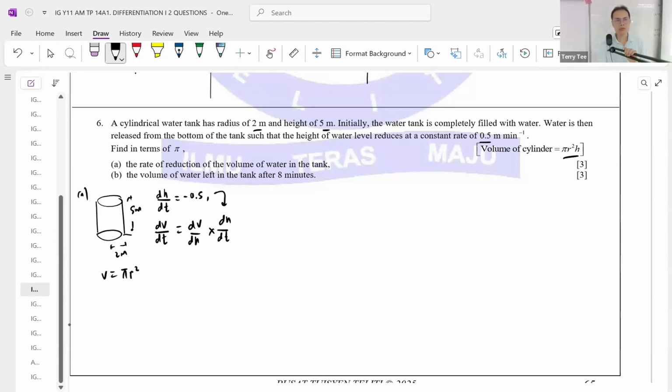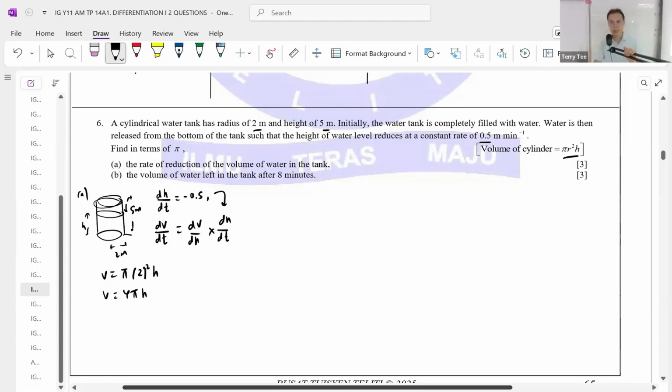But the thing is, I want you to know the radius is constant, but the height is not constant. Water initially, yes, is full, but then the height will continue to drop as you release water from the bottom of the tank. So you should use your radius as 2 squared h. This part here is quite confusing to some people, because some people may put pi r squared h and wonder how to differentiate. You should differentiate with respect to h, not with respect to r. That's why I wrote this down first, so that you can see that we need to find dV/dH, not dV/dr. Your r is a constant, yeah?